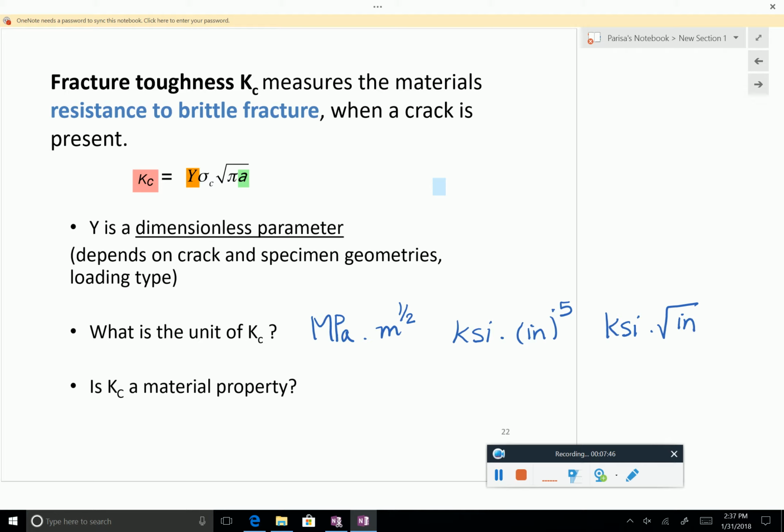Someone is shaking his head saying no. Is it a material property? Everyone is shaking their head saying no. Why not? Why are you shaking your head saying no? Which is true. Why not?